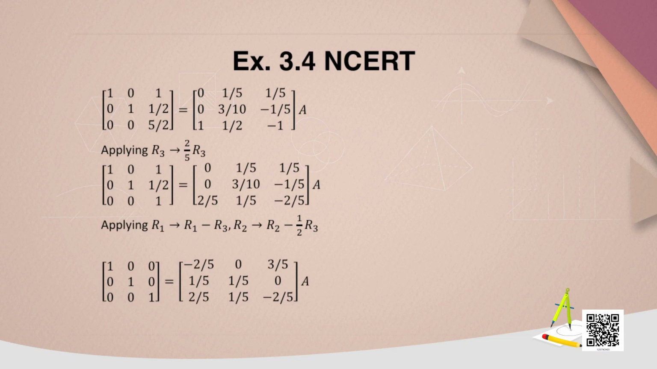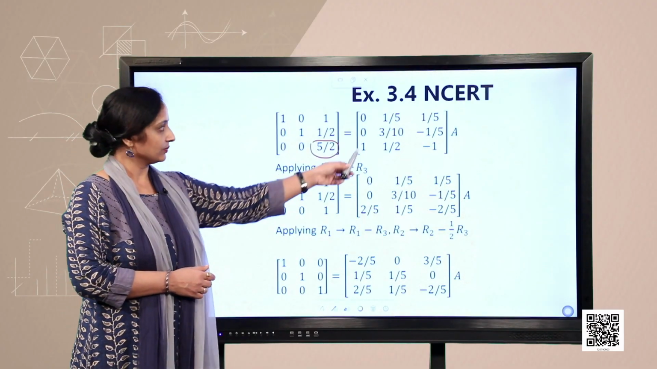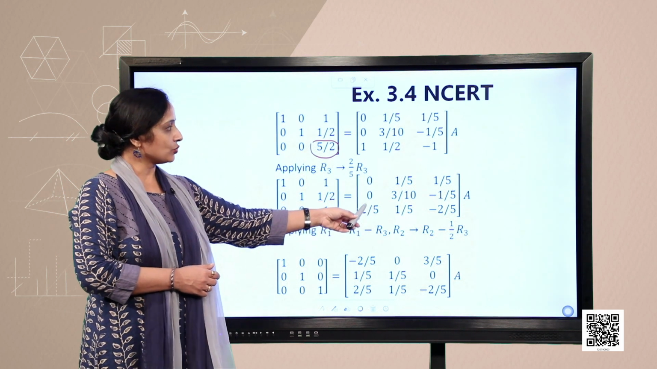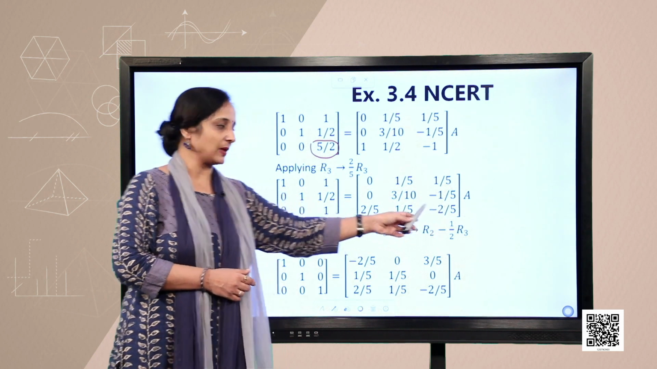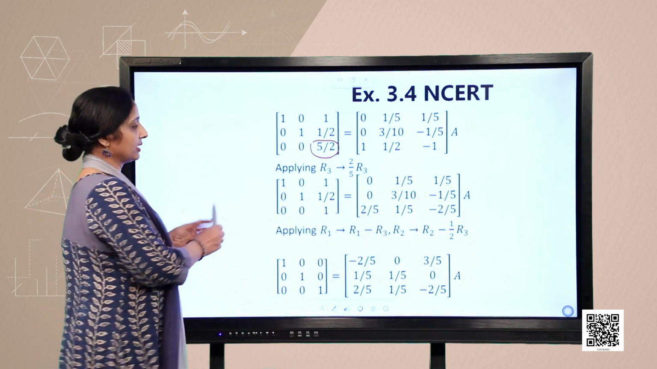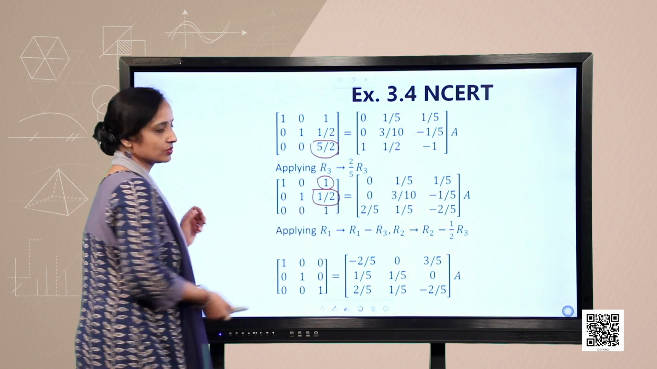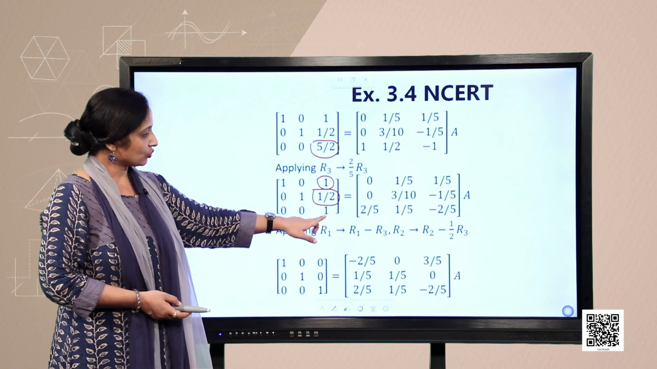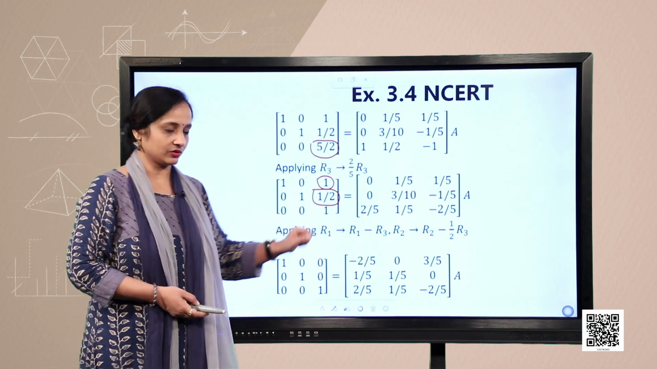The next step is to make this element 5 by 2 as 1. For that, we are going to multiply this row 3 by 2 by 5, so that this element becomes 1. These elements become 2 by 5, 1 by 5, minus 2 by 5 respectively. After that, the next step is to make this one 0 and make this half also 0. 1 minus 1 will give me 0. That means R1 changes to R1 minus R3.